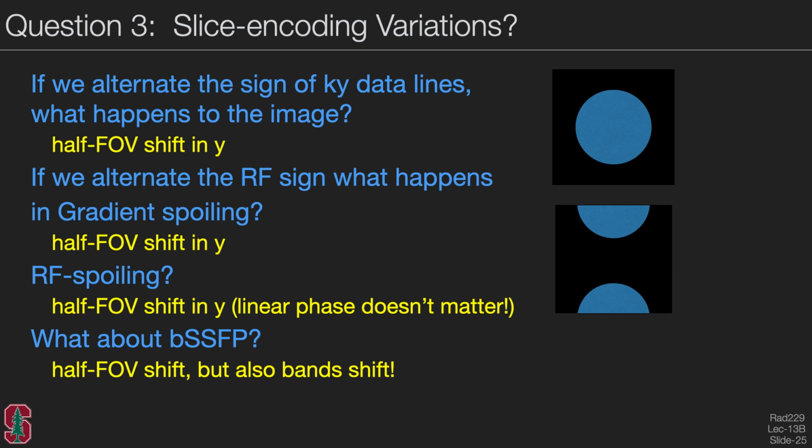However, the main conclusion to draw from this is again that if we modulate the KY data by alternating the sign, we'll do a field of view shift. And more generally, if we modulate the KY by a cosine or a complex exponential, then we'll get an arbitrary shift in the Y direction.